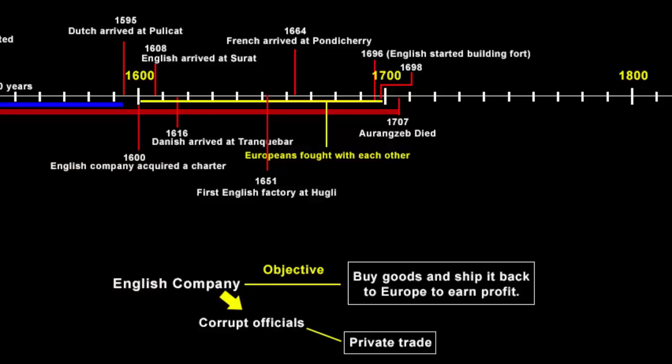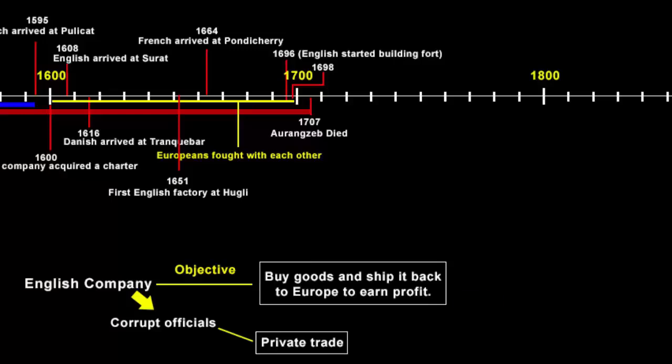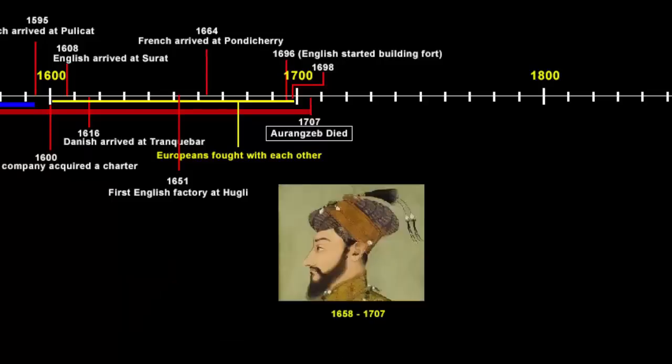So we just read that the officials of the company who were carrying on private trade on the side were not paying any tax. Now this was causing heavy loss of revenue to the Bengal government. If you look at the timeline, we are now somewhere in the beginning of the 18th century, that is 1700. And then in 1707, the Mughal Emperor Aurangzeb died. This is an important milestone because from here the situation changed drastically.